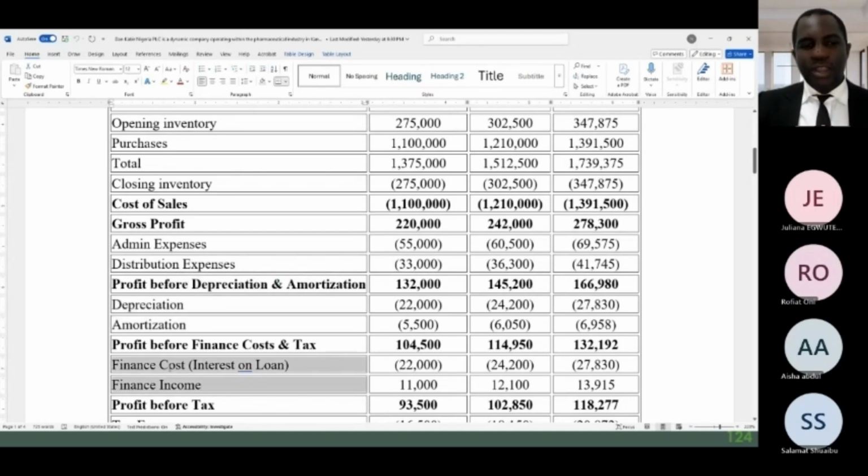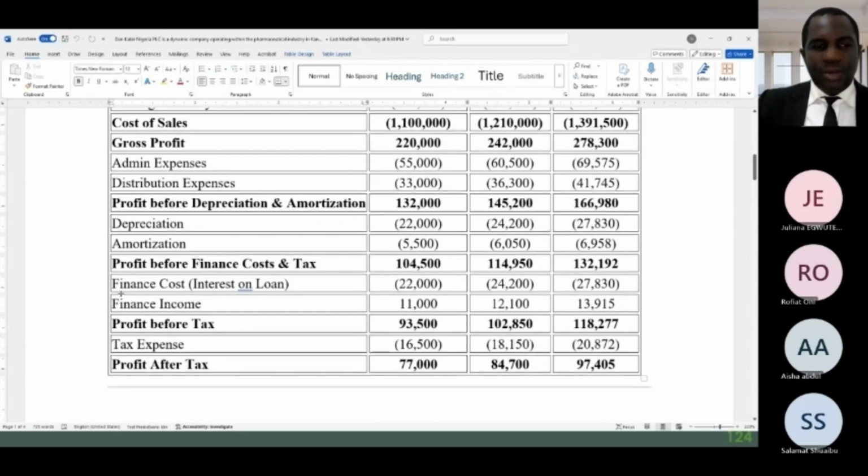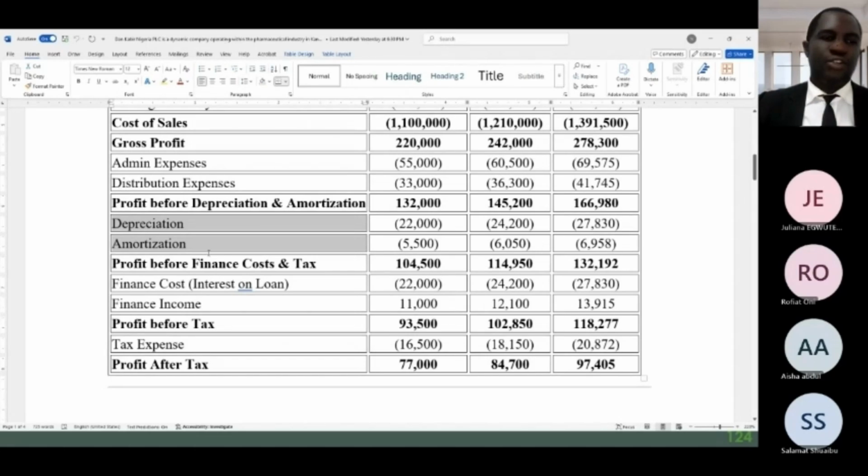That's the essence. So where you have profit before interest and taxes, take note of it. The examiner can trick you, and if you just come and say profit before tax, you are wrong, because it doesn't come before the deduction of depreciation and amortization. You have to add back depreciation and amortization.